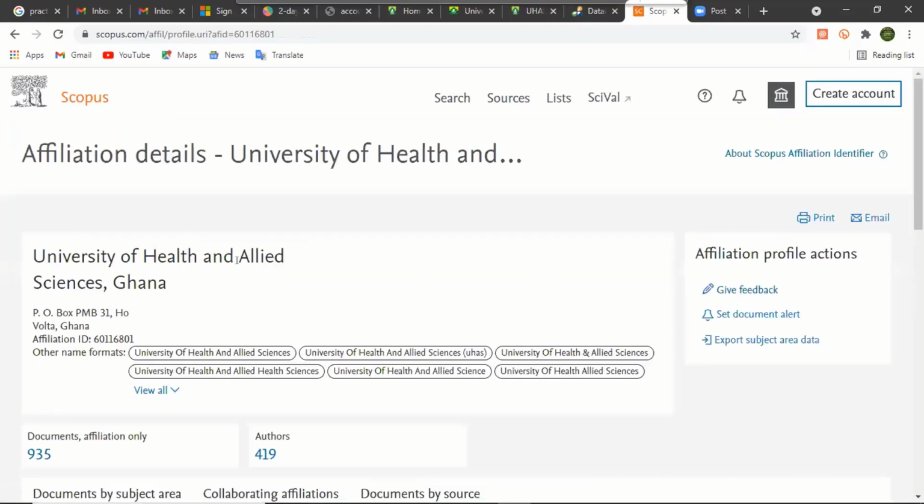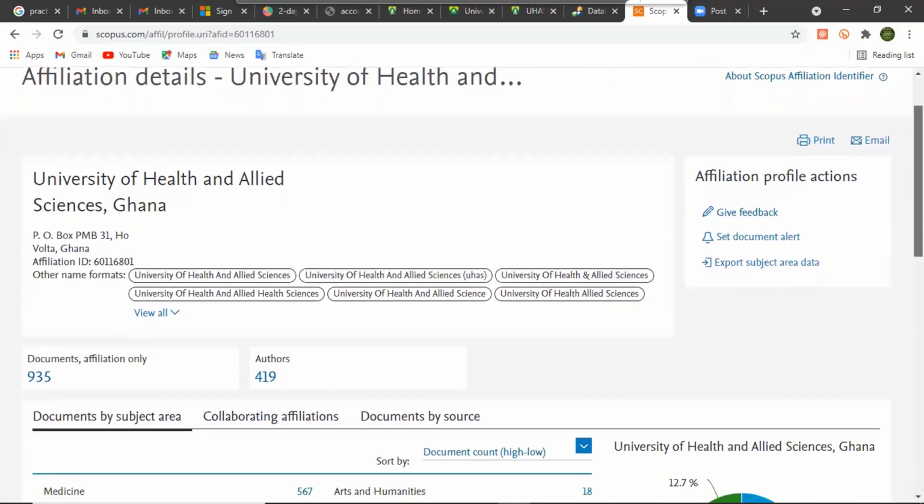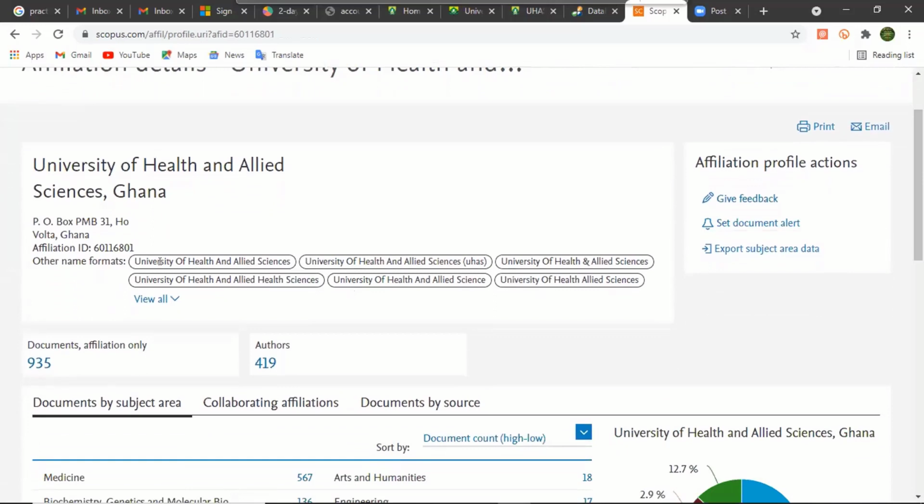Okay. And Scopus tells me, yes, this is the address, PMB 31 Ho. So I know, yes, I'm home. This is what I really wanted. And that this affiliation has a Scopus ID, 601168801. So that is what Scopus has assigned to UHAS Ghana. And you can see that it has several alternative entry names. Others have added UHAS. Some have not added the UHAS. Some of the spellings, small letters or whatever. Some have used the ampersand. Some have used the word. So all these varied ways of writing the name have all been recognized by Scopus.